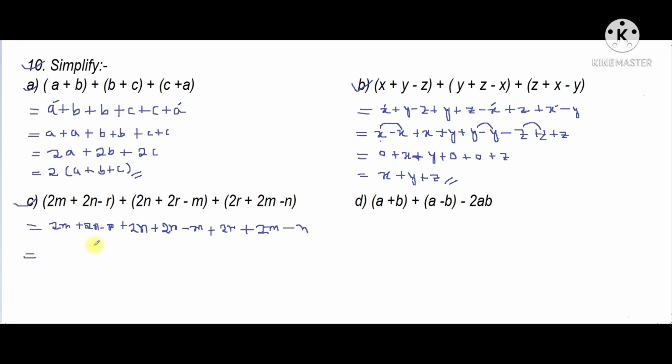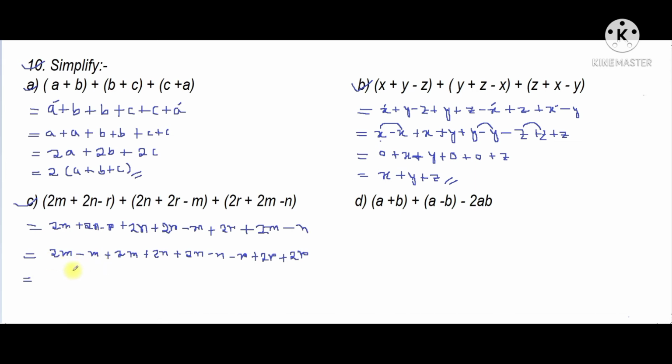So first we'll arrange all like terms together. So 2sm and minus m and plus 2sm, okay. And then what have 2sn, and then plus 2sn again, and then minus n, and then minus r, plus 2sr plus 2sr, okay.